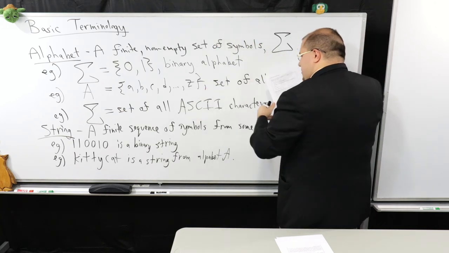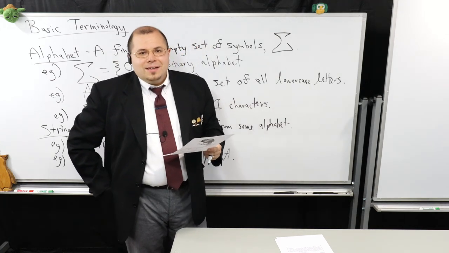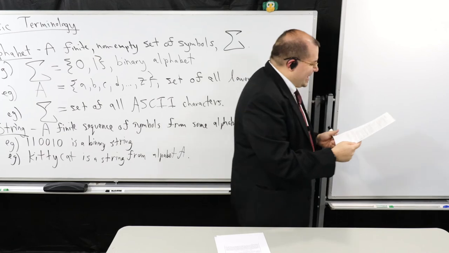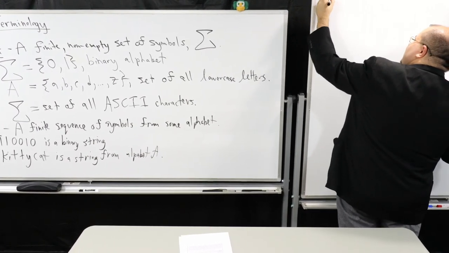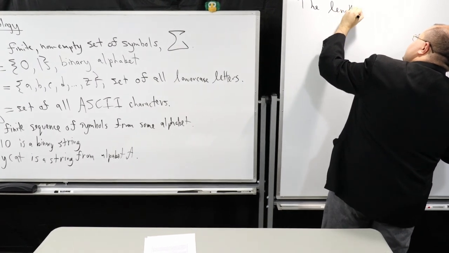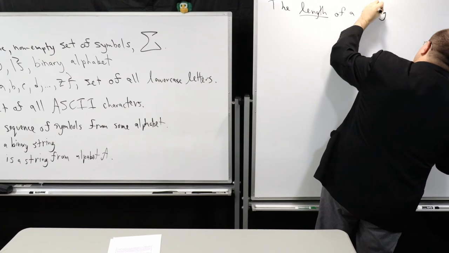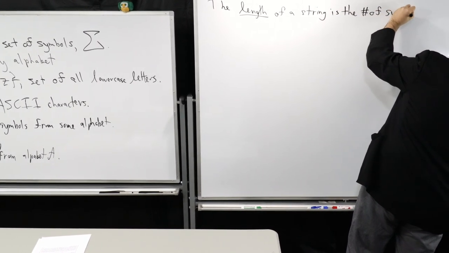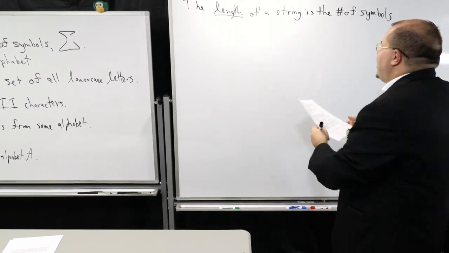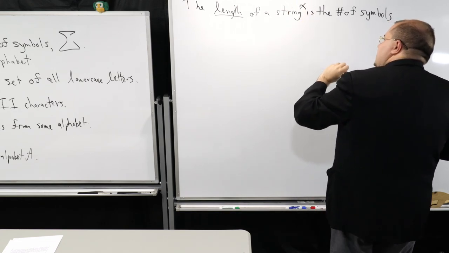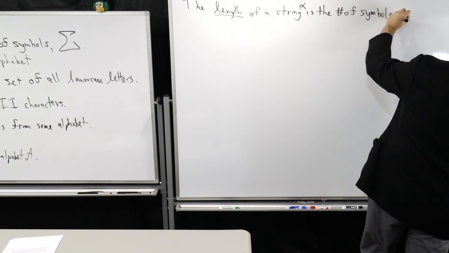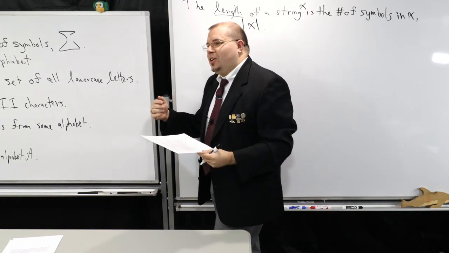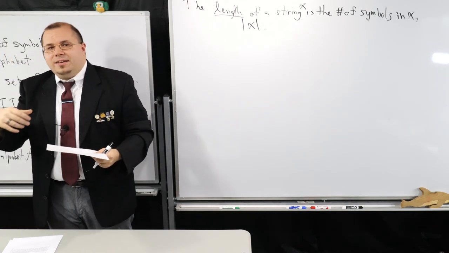Let me move on over to the other board. Okay, let me write out what we just said. The length of a string is the number of symbols. If I give it a name X, it's the number of symbols in X. Often you'll see it denoted as X with the bars on either side. You might know that as cardinality notation. So denoting the length is just going to be those bars.